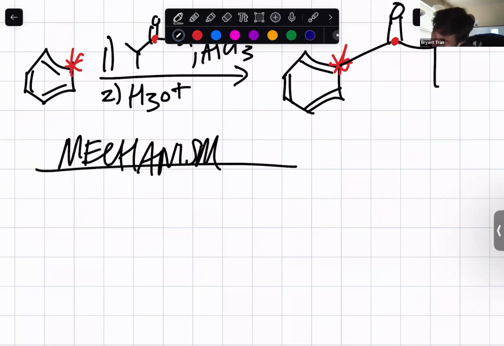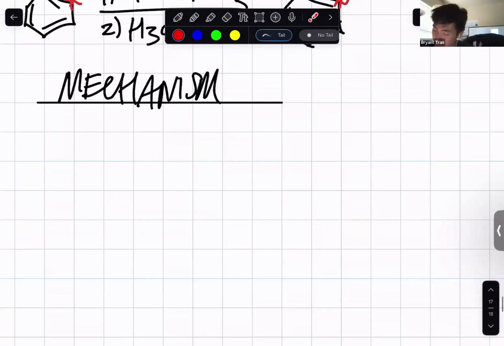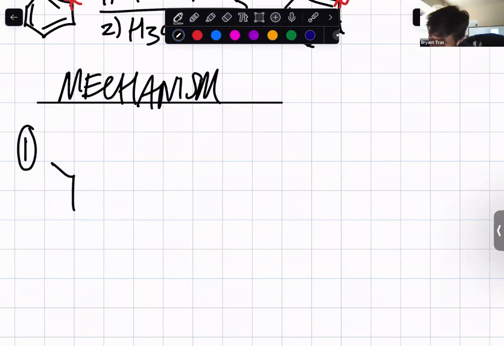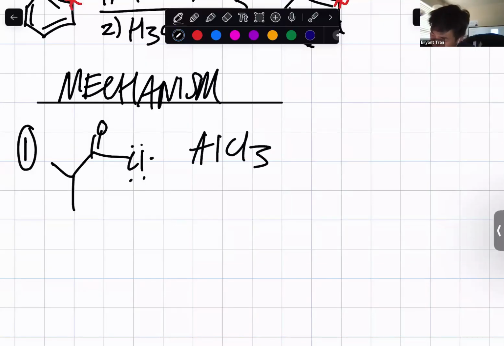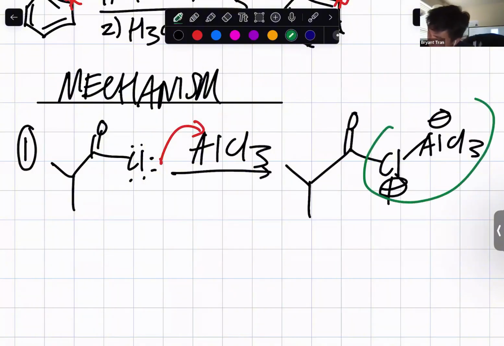There's no carbocation intermediate formed here, so we do not have to worry about any rearrangements. We do not have to worry about hydrogen shifts or alkyl shifts. Now, first step, generate our electrophile. So we have our acyl group here. We have our metal Lewis acid catalyst here. Chlorine will attack the aluminum, creating this species with a good leaving group. Aluminum will have negative charge, chlorine will have positive charge.